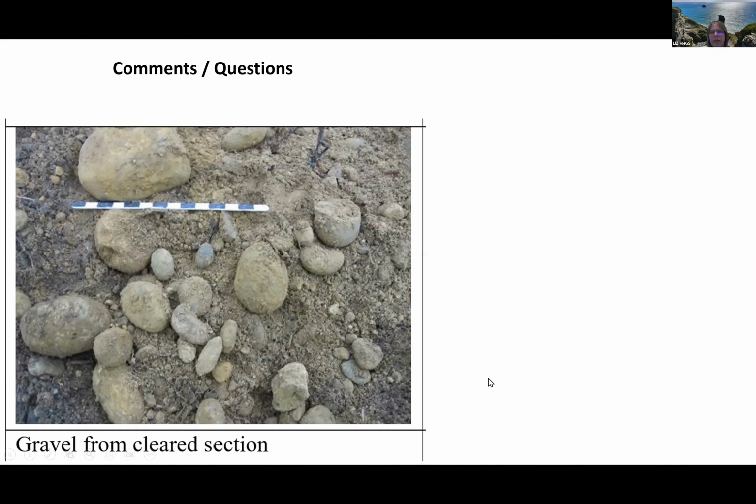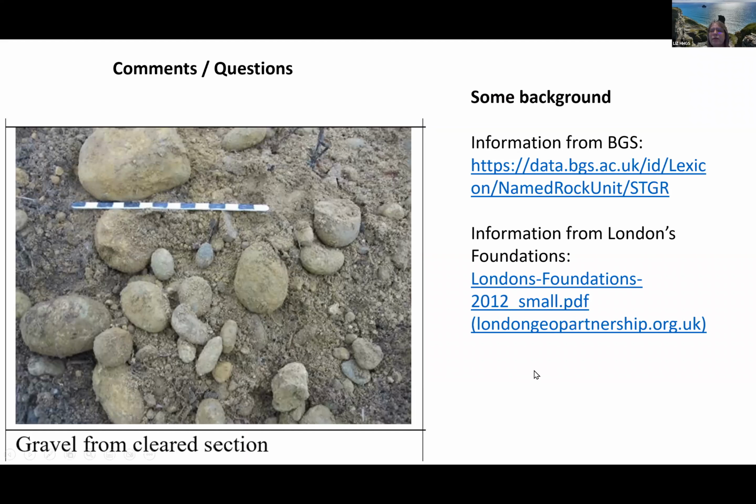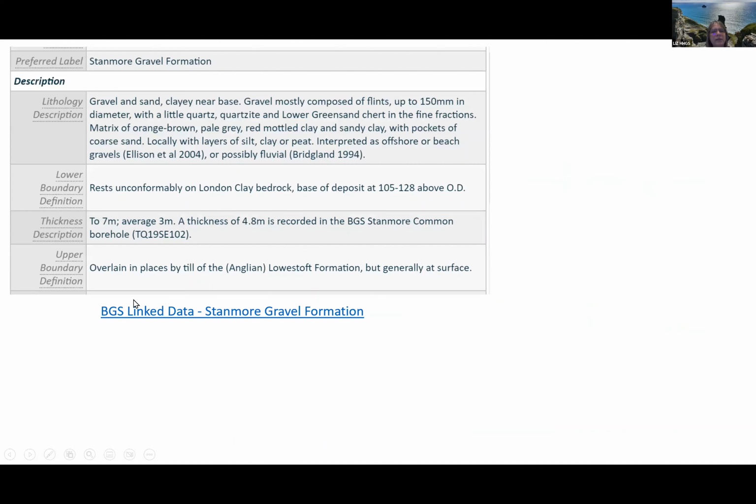So let me move to the background information that I've put together from the BGS and from London's Foundations, because those were two accessible sources I thought were valid. First of all, the BGS information gives us a description of the lithology.